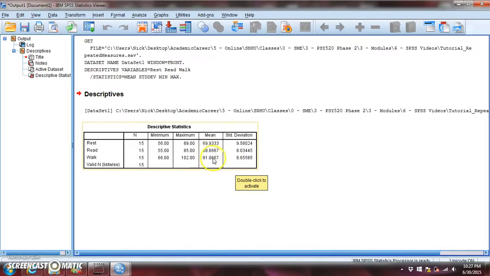So just looking at the means, we can see that the heart rates are pretty similar when people are at rest and when they're reading, and they seem quite a bit higher when they're walking.